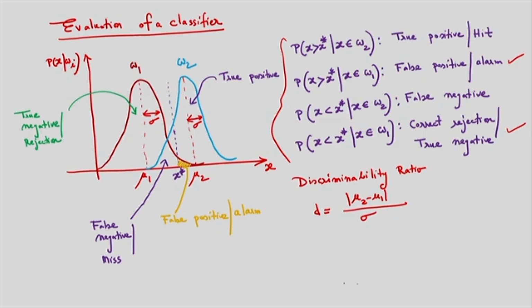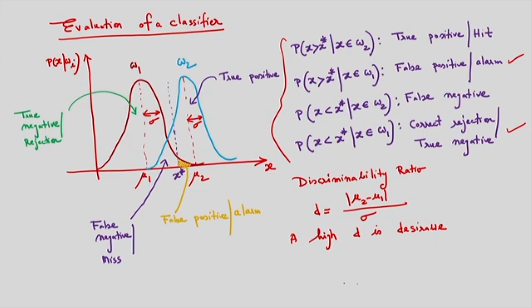If the separation between these two means is high, the accuracy will increase. Otherwise, misclassification will take place. So a high d is desirable, because if I maximize the separation between these two Gaussians, my false alarm will be less and the misclassification will be less.